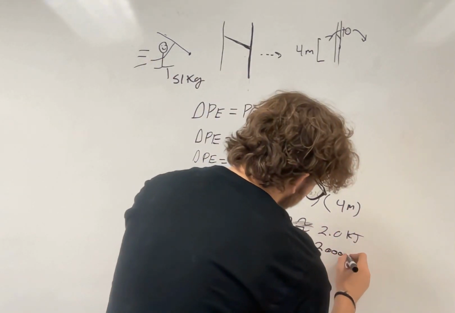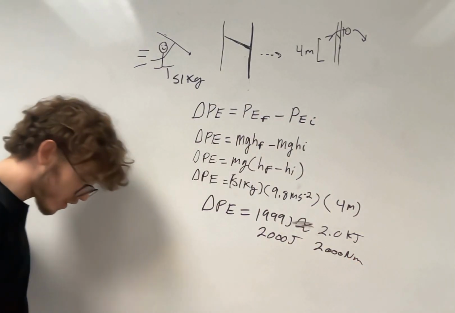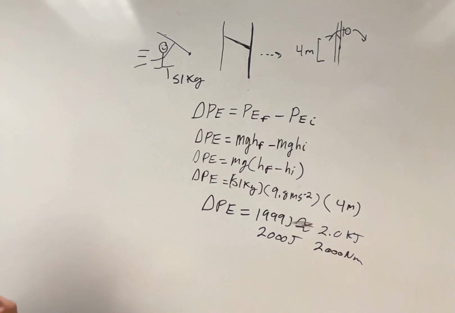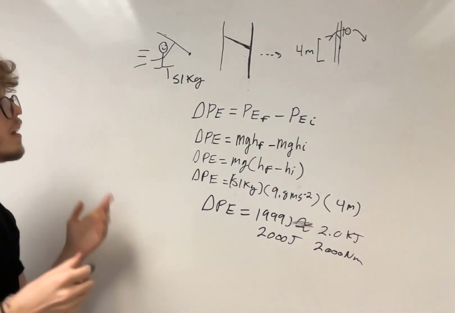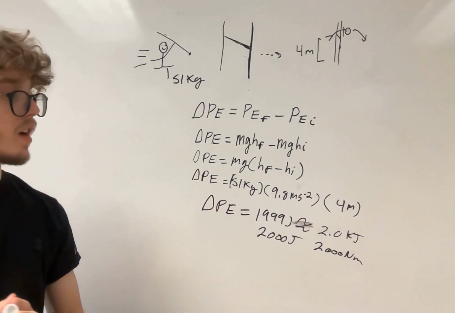I hope you guys enjoyed this video. I love making practice problem videos. But anyways, a pole vaulter doing that is going to exert 2.0 kilojoules.